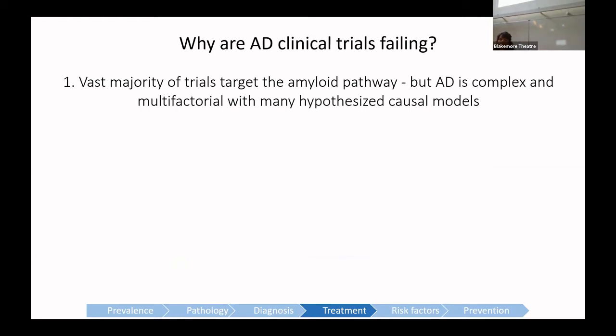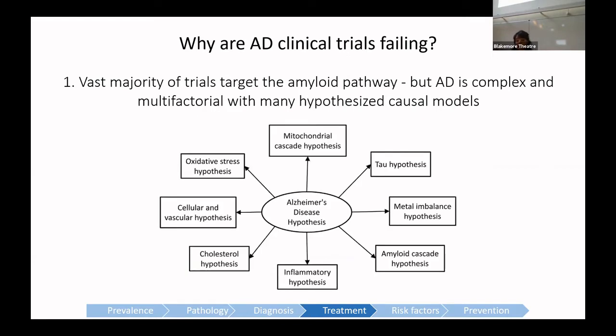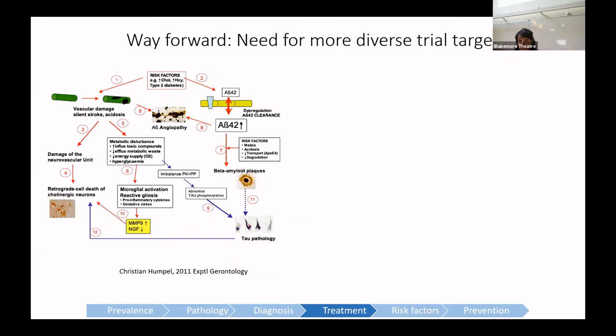But what we do know now is that Alzheimer's disease is extremely complex. It's multifactorial, and depending on which research group you talk to, they will each hail a different hypothesis as the most important one that will cure Alzheimer's disease. So it could be tau, amyloid, inflammation, cholesterol, oxidative stress, mitochondria, vascular. The list goes on and on. The reality is that they're all playing an important role in the disease cascade, and they all interact and work together. So what we need to be doing going forward is thinking about more diverse trial targets.